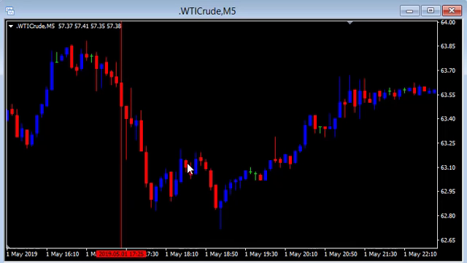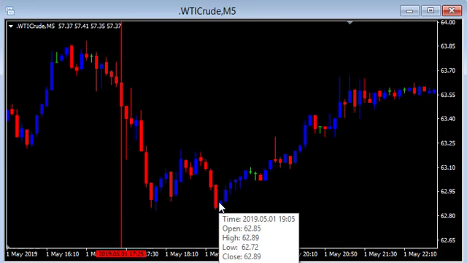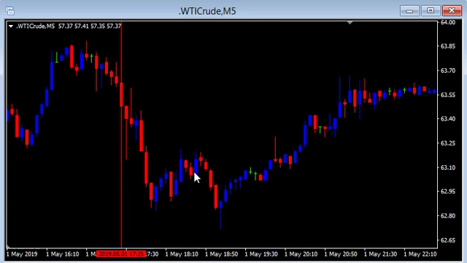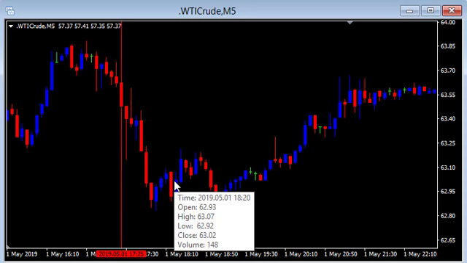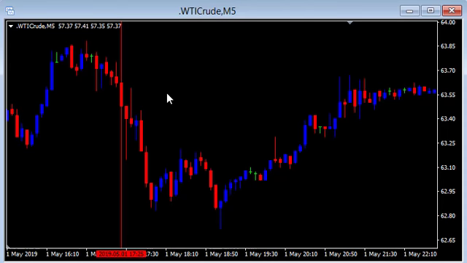Had you waited around, you could have gotten out at a much better price about an hour and a half later, when price got all the way down to 62.72. So you would have been looking at about 60 cents. When you're trading this with most brokers, if you're trading a mini lot, it's $1 a pip, and if you're trading full lots, it's $10 a pip. So if you're getting a 35-cent move, it basically works out to $35 if you're trading a mini and $350 if you're trading a full lot.